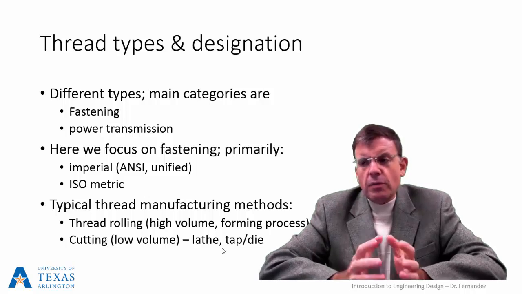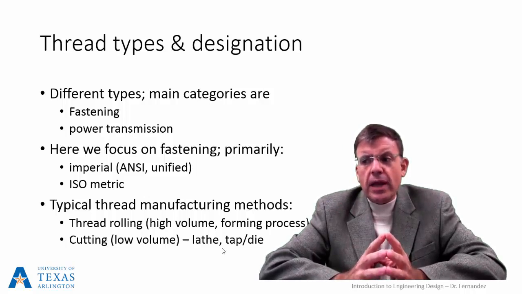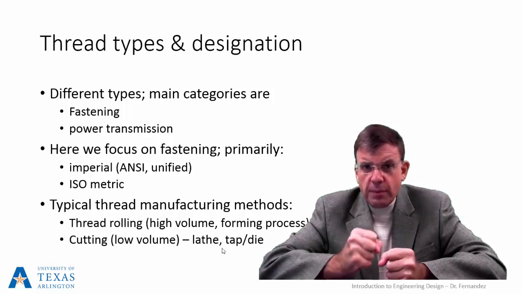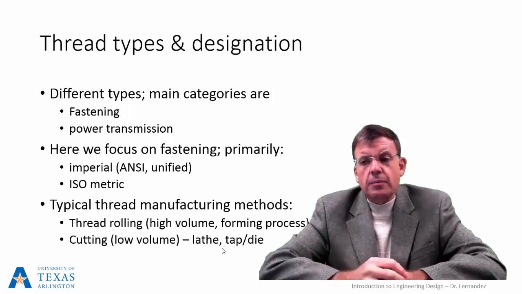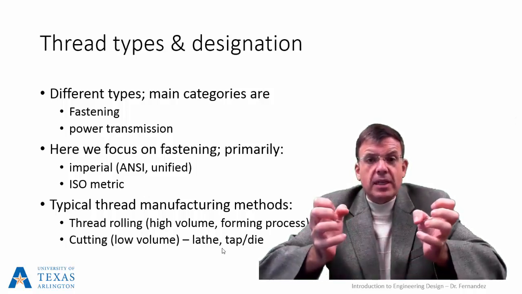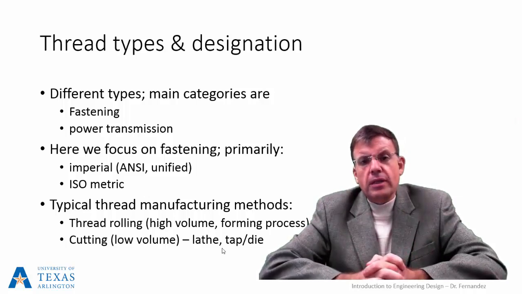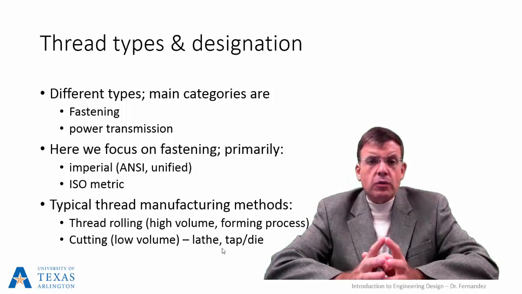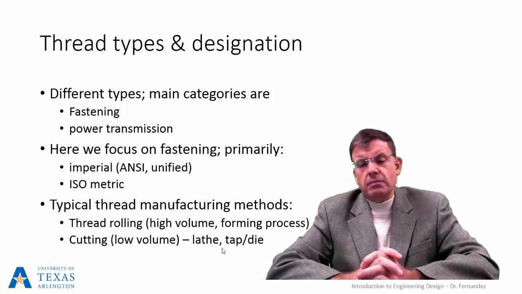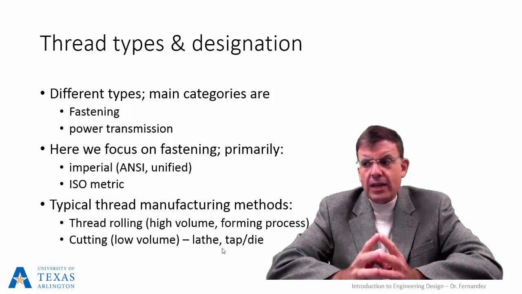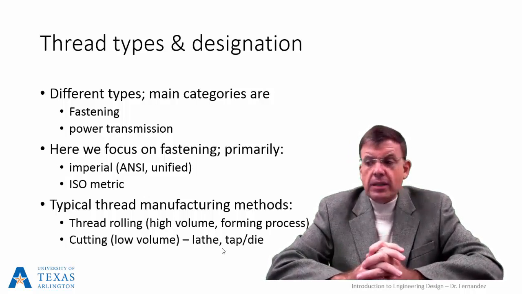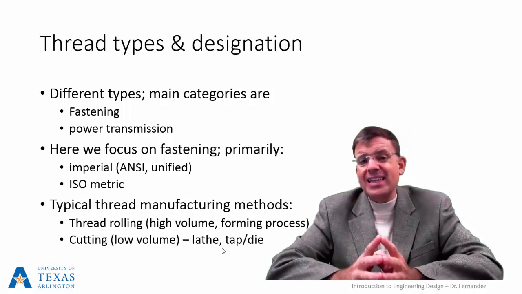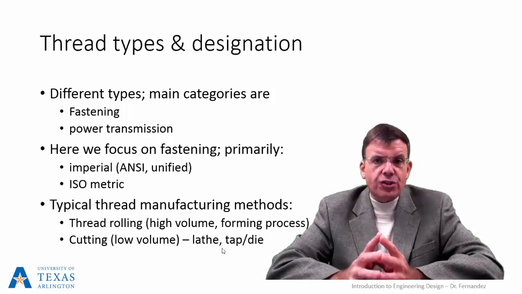Okay. Just a quick mention that threads can be created by what's called thread rolling. That's a forming process, a bulk forming process where you take just a cylinder and basically press onto it the shape of the thread. Or you can also cut the thread, and that's done more as a low volume process. The typical tool for cutting a thread is called a tap if you're talking about an internal thread, and it's called a die if you're talking about an external thread.